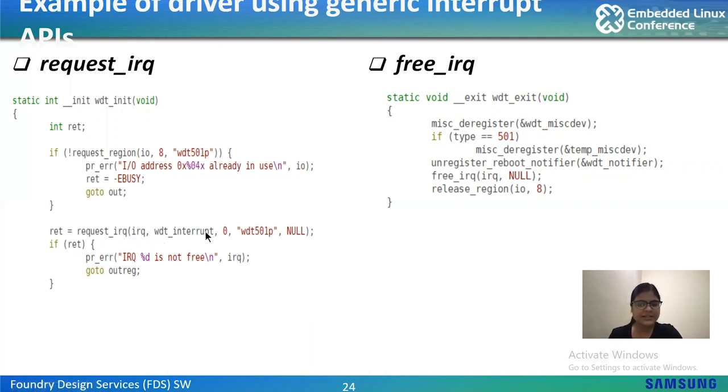Here, irq is the interrupt number, then wdt_interrupt is the interrupt handler. Also, no flags are set because the third parameter is zero. Then WDT501P is the device name of the device associated with the interrupt. And NULL is passed as the fifth argument, which indicates the interrupt is not shared. Then when the WDT exits, we will free the IRQ handler by calling free_irq and passing the same interrupt number that we used in request_irq.